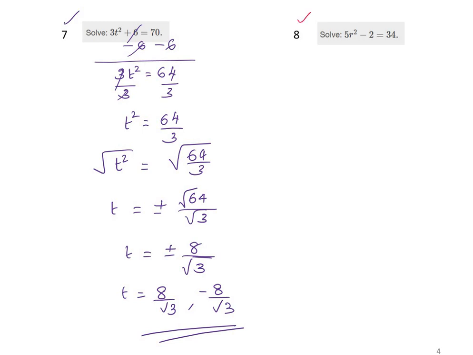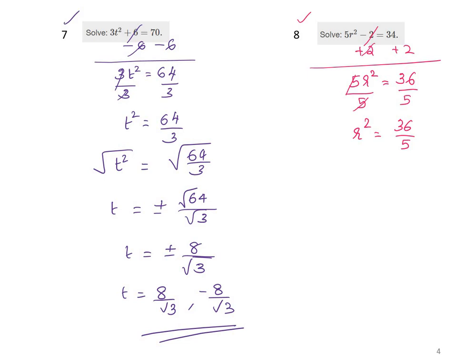Number 8: 5r squared minus 2 equals 34. That's the next question. We want to eliminate r squared, so for that we can add 2 on both sides. The 2 cancels out, so we get 5r squared is equal to 34 plus 2, that is 36. Divide both sides by 5, so the 5 cancels out. r squared is equal to 36 over 5.